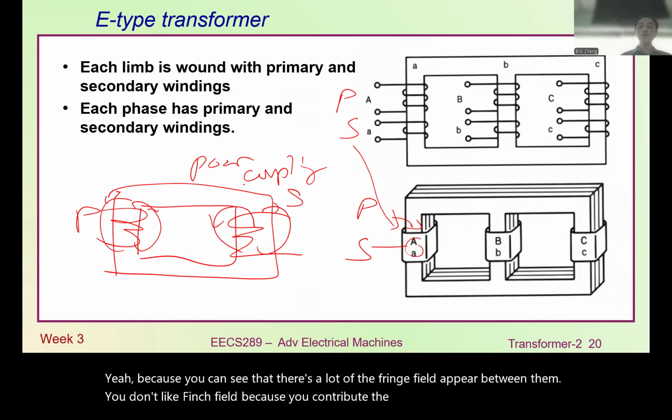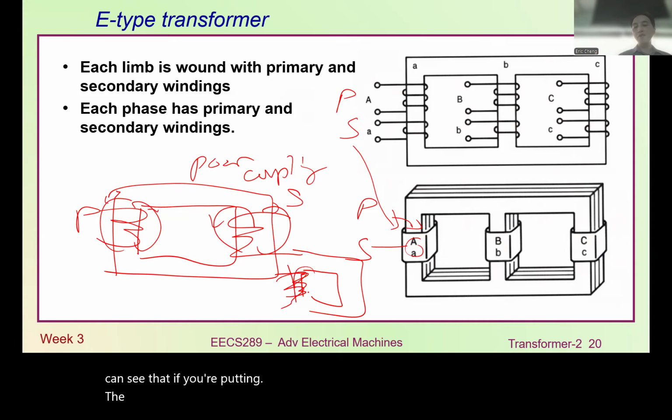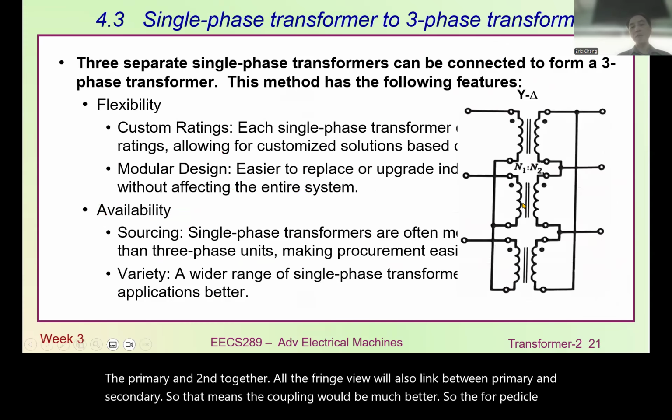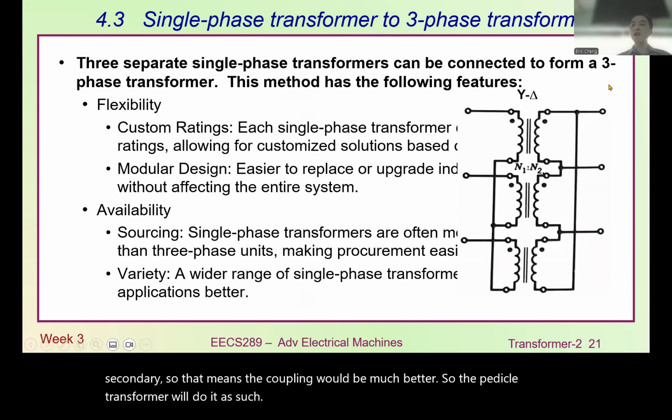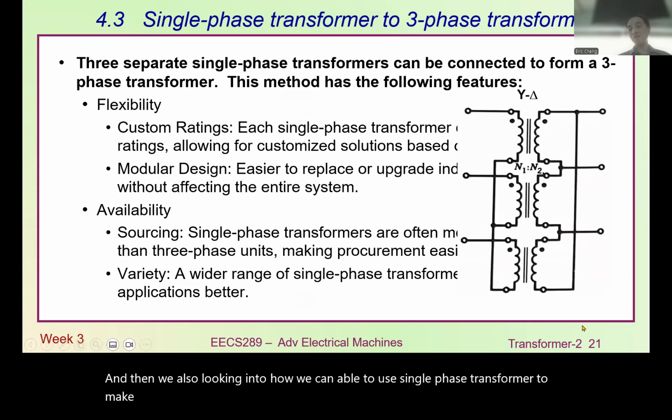But if you put the primary and secondary together, all the fringe field will also link between primary and secondary. That means the coupling will be much better. So for a practical transformer, we'll do it as such. And then we're also looking into how we can use single-phase transformers to make up the three-phase transformer. So that is one of the configurations.